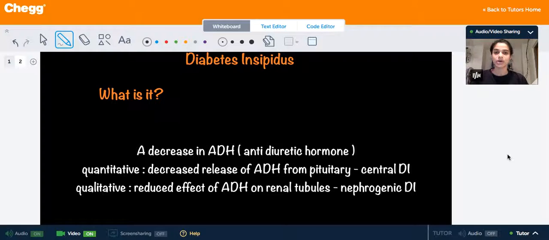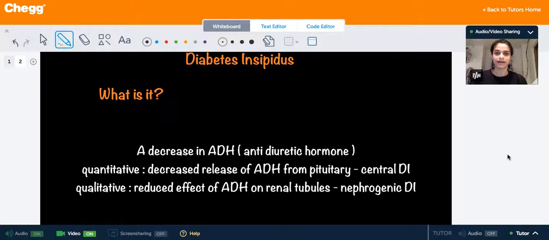But sometimes you have a normal amount of ADH released by the pituitary gland, but for some reason the kidneys don't respond to it as well, or the effect of this ADH on the kidneys is not enough or not happening correctly. This is known as nephrogenic diabetes insipidus, or NDI, as I've written.